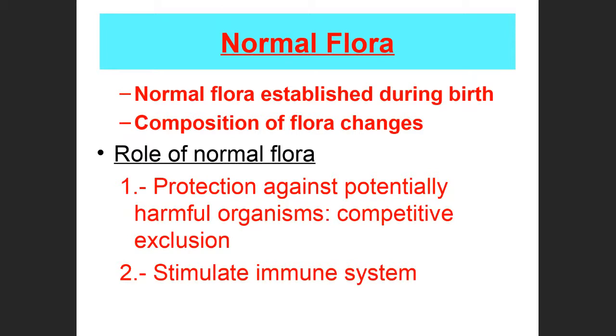So the normal flora is established during birth, and the composition of the normal flora changes over time. So when a baby is born, as it's going through the birth canal, it's acquiring its first normal flora. The baby inside the womb is sterile. That's a completely sterile environment. So the first encounter that the baby has with bacteria is as it's going through the birth canal. What we know now is that babies that are born through cesarean do not end up with the same normal flora colonization as babies born through a birth canal.